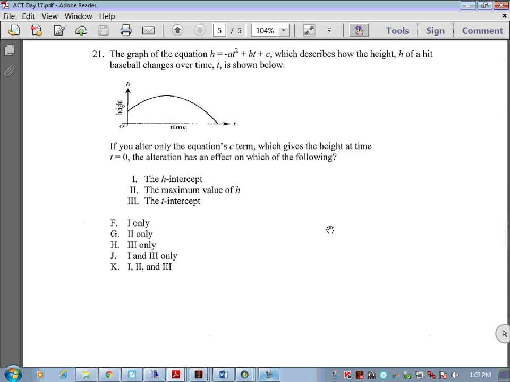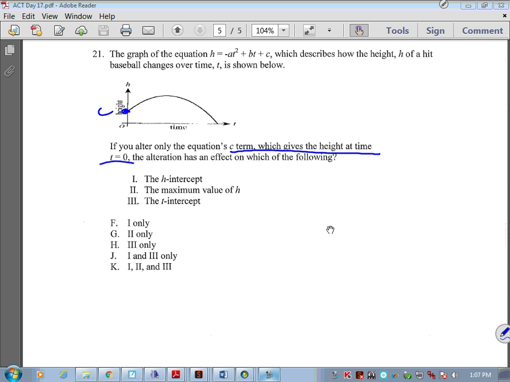Okay. C. Let's see. Okay. C, so that we understand it, the equation's c term gives the height at the time of t equals 0. So this is c. Okay, do we understand that? Okay. So our question is, what will that have an effect on?